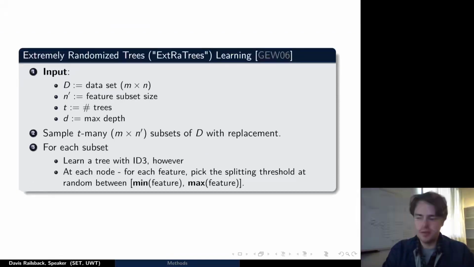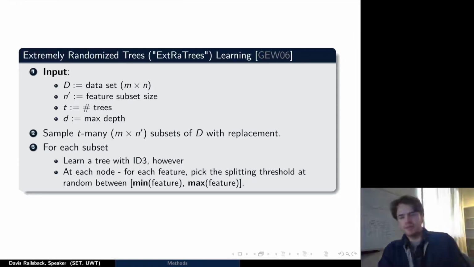The second method does not discretize, and instead we compute the same random subsets that we do for random forests. Then instead of using ID3 straight up on categorical variables, we use a modified version where at each node, when we need to determine the splitting threshold, we instead pick a random value between the min and max of each feature and use that as the threshold. And then the idea is that by having enough of those random thresholds, one will be close to the ideal one in the average case.